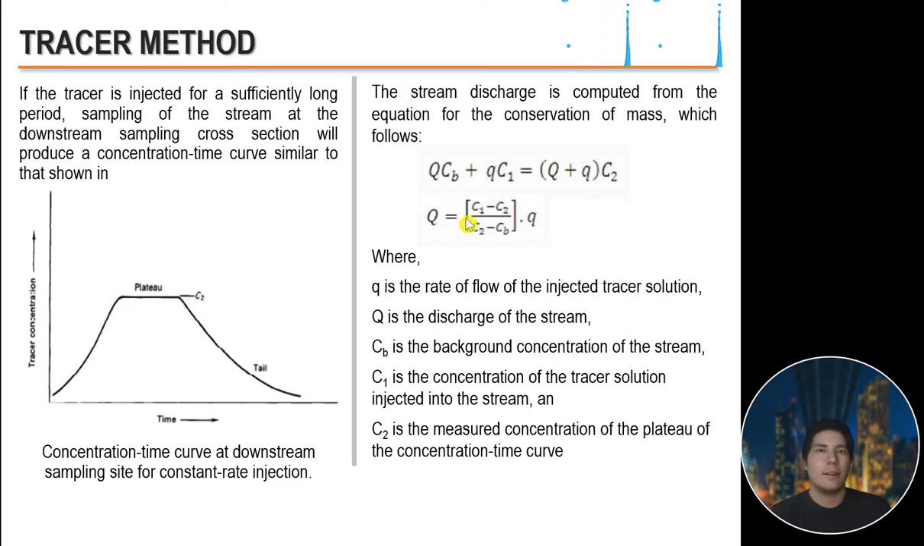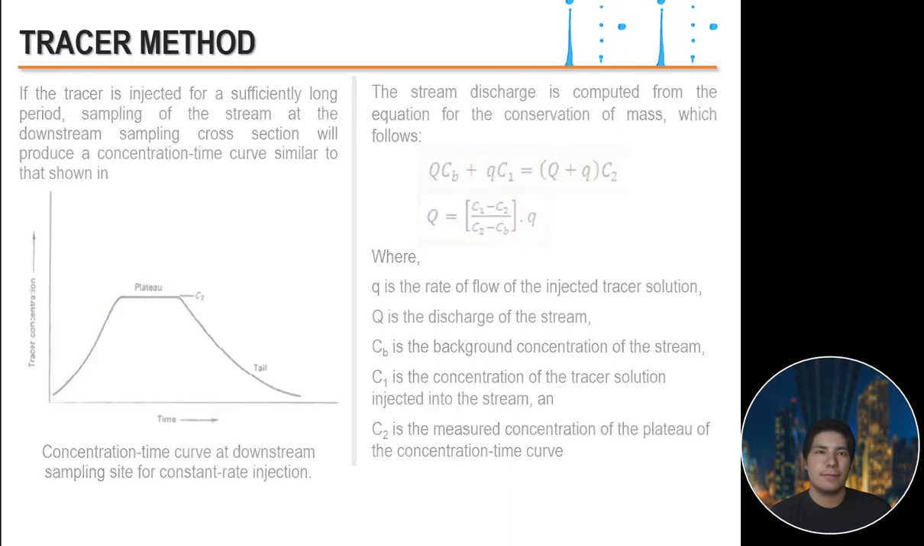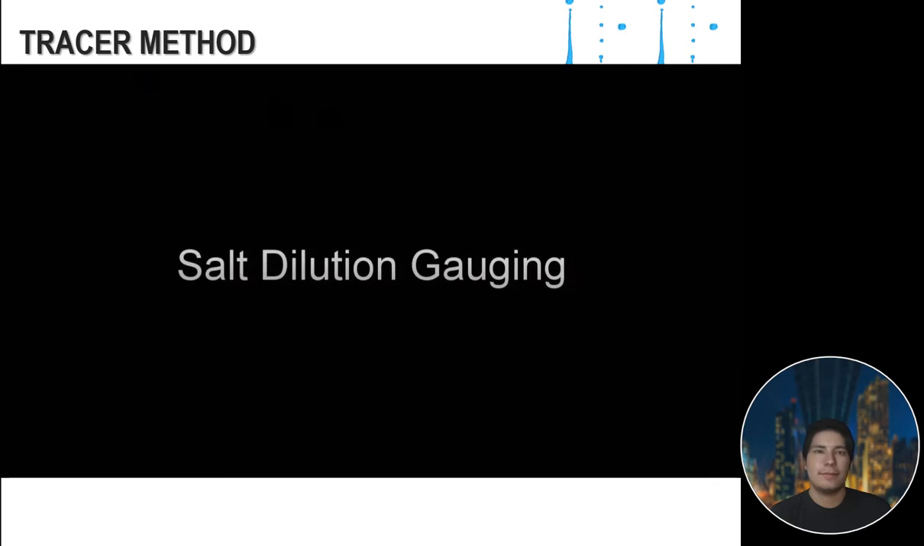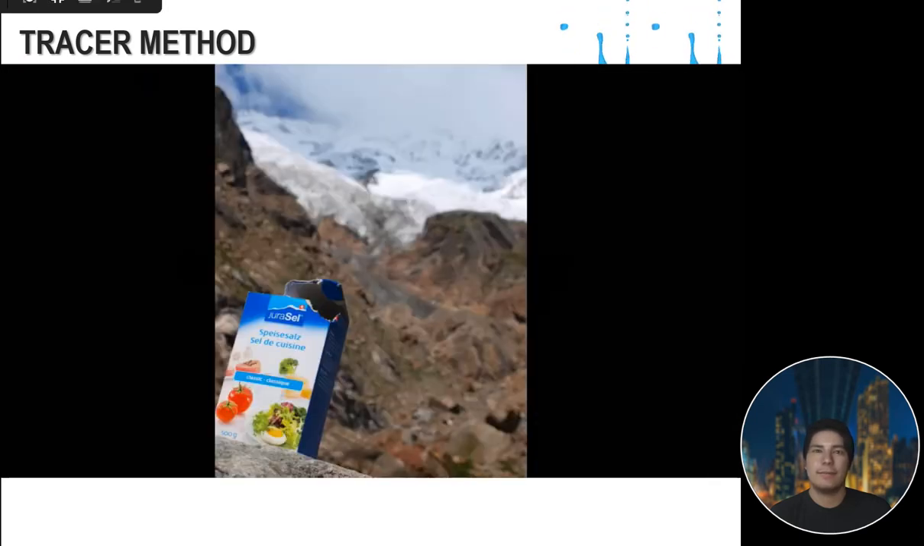Simplifying this equation, the discharge Q is equal to C1 minus C2 over C2 minus CB, multiplied by q. That's all. This is the so-called concentration time curve in the tracer method. So we have this salt dilution gauging, or the tracer method. Here is the process.